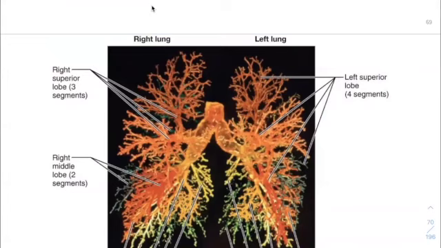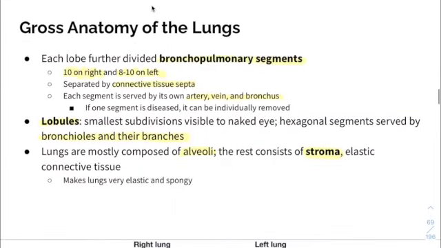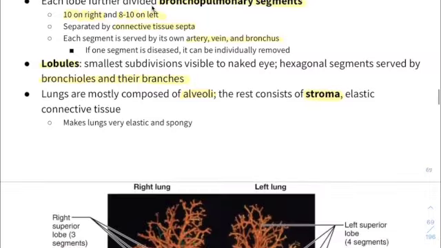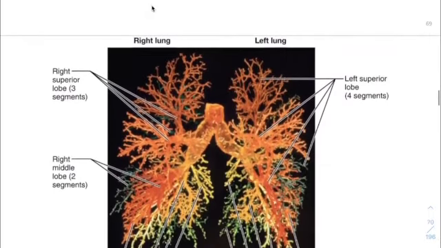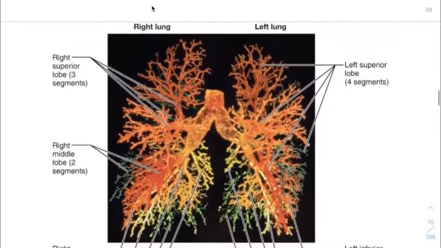We can see all the branches and divisions. This is showing us these bronchopulmonary segments and lobules. So you can see how there are 4 different segments, or 4 different branches, coming out into the superior lobe. This one has 5 branches coming out and off of that in the inferior lobe.